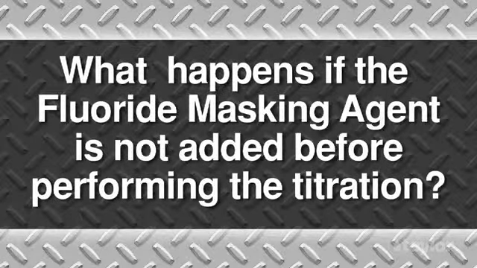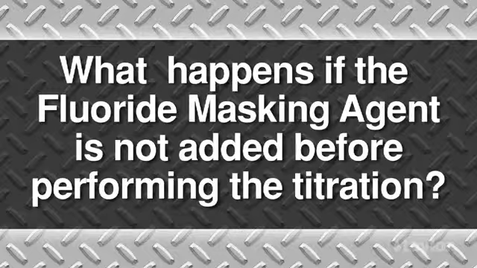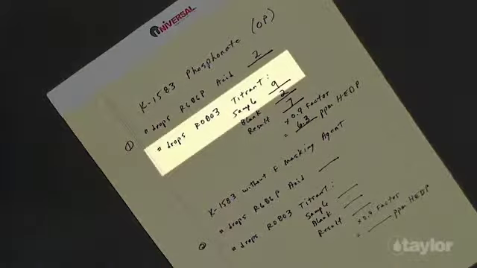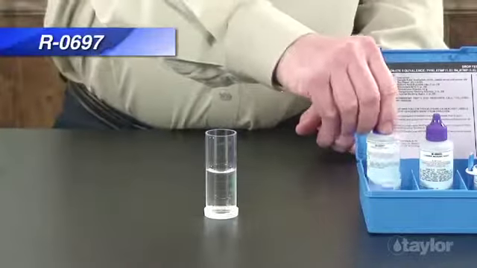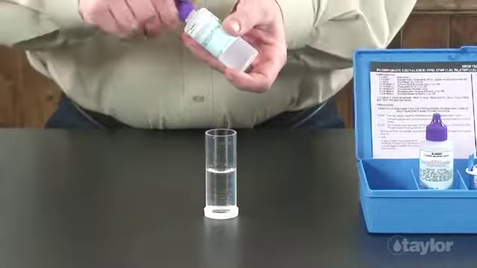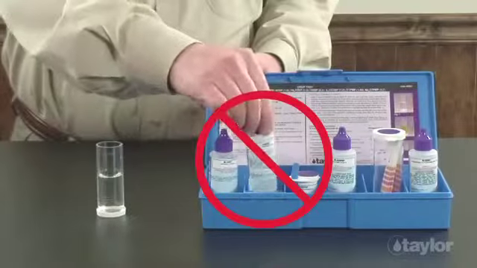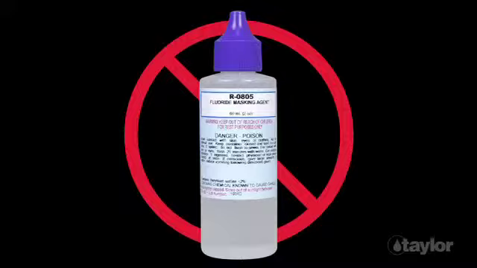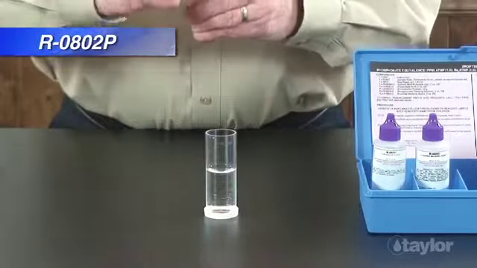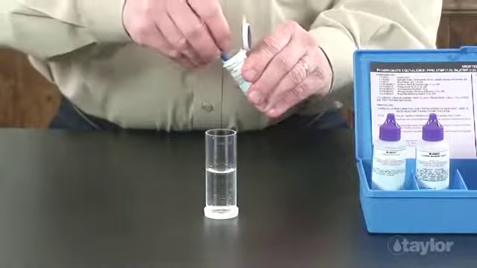The next segment of this video demonstrates what happens if the fluoride masking agent is not added before performing the titration. We will use the same sample water as the previous test. Recall it took 9 drops to reach the endpoint. Here, we add 1 drop of reagent 697 thiosulfate. But the reagent 805 fluoride masking agent is not being added, so the fluoride deliberately has not been neutralized. Next, we add 1 dipperful of reagent 802P xylenol orange indicator powder.